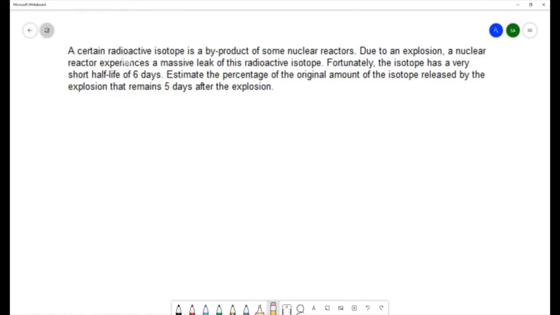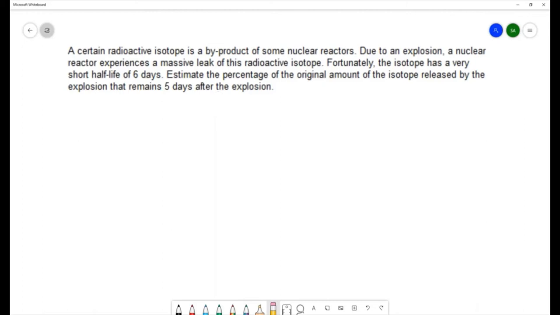A certain radioactive isotope is a byproduct of some nuclear reactors. Due to an explosion, a nuclear reactor experiences a massive leak of this radioactive isotope. Fortunately, the isotope has a very short half-life of 6 days. Estimate the percentage of the original amount of the isotope released by the explosion that remains 5 days after the explosion.